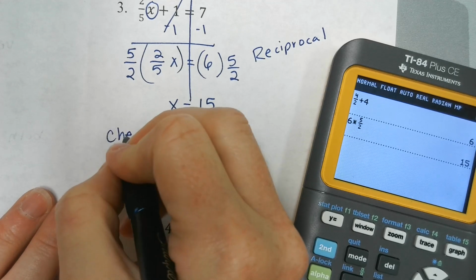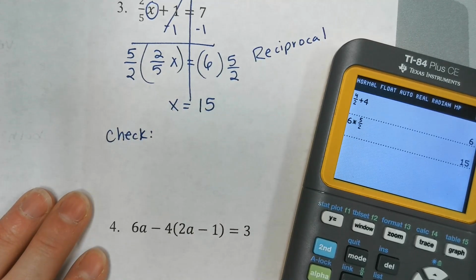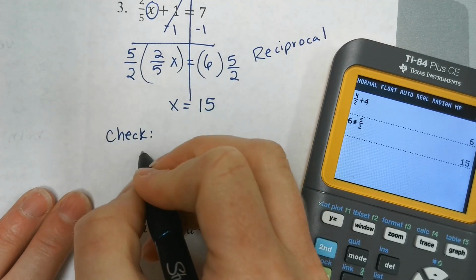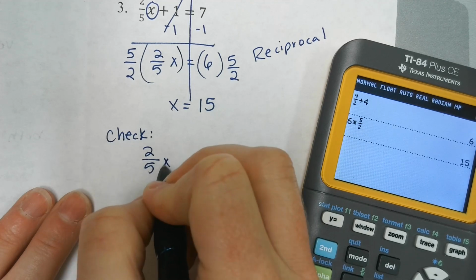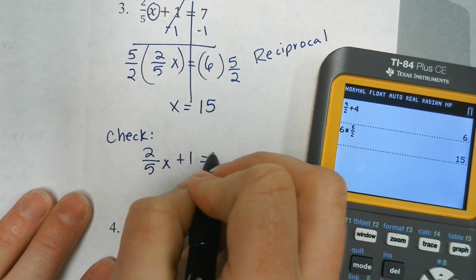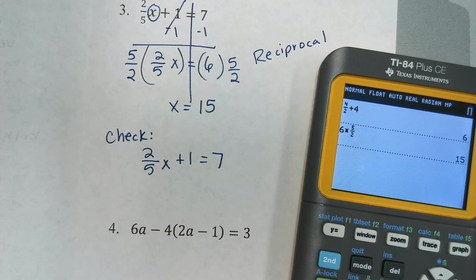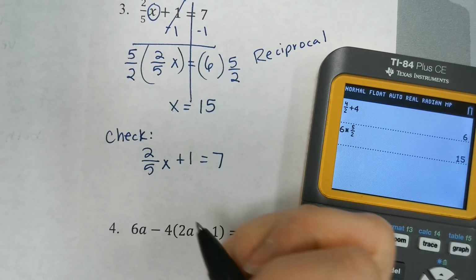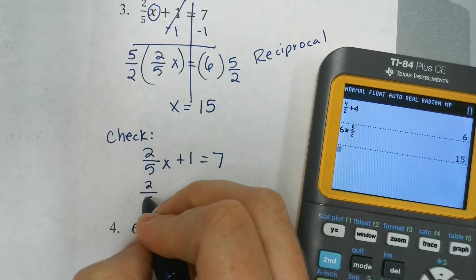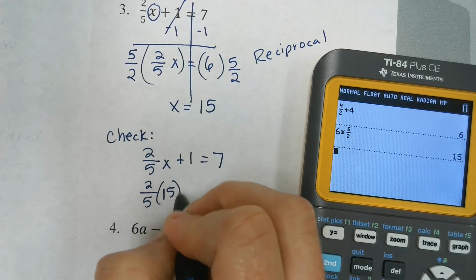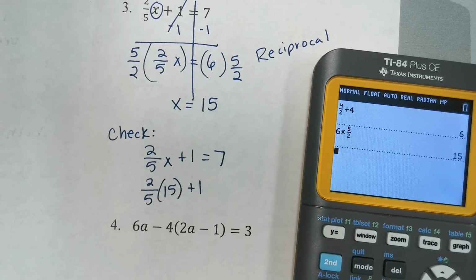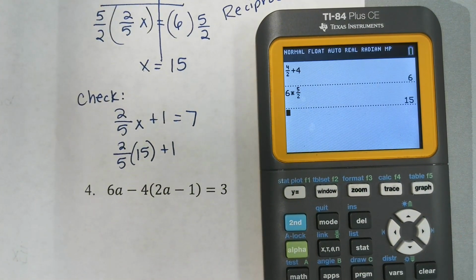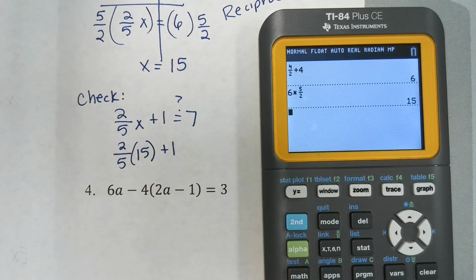Okay, let's check our answer. We're going to do 2 over 5x plus 1 equals 7. We're going to plug in the 15. So 2 over 5 times 15 plus 1 and see what that gives us. Oh yeah, there's a little question mark on that because I'm making sure. That's what I'm checking.